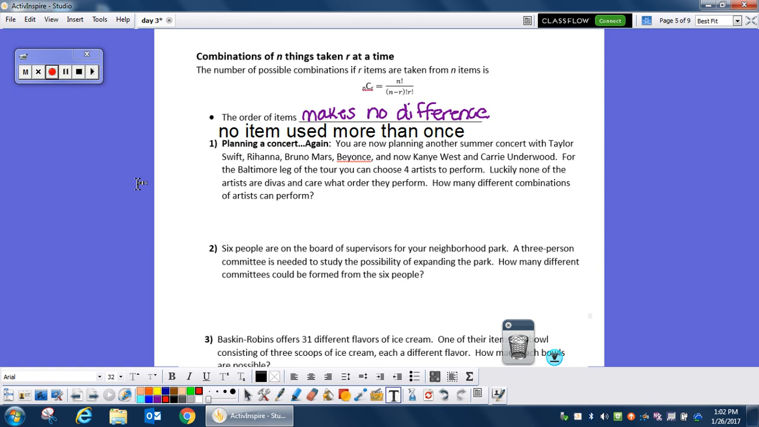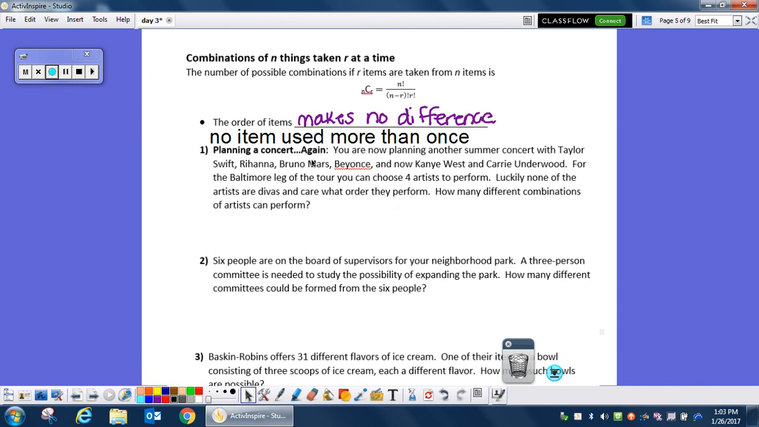All right. So the big thing with this unit is the math is not that hard, but you have to make sure you're using the correct formula. So as you're reading through this problem, we have the stipulation that we are only choosing 4 artists to perform. And none of the artists are divas and care what order they perform. So there's going to be something in the problem that tells you whether or not the order matters. You just have to interpret it.